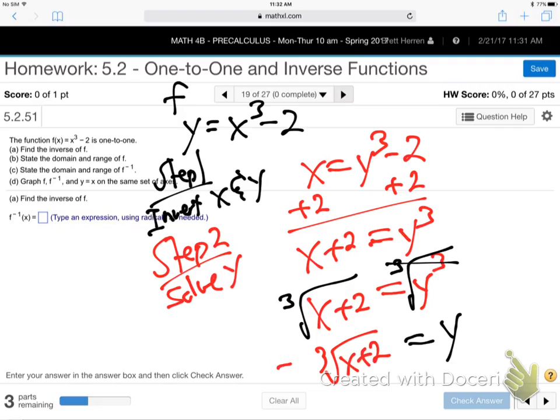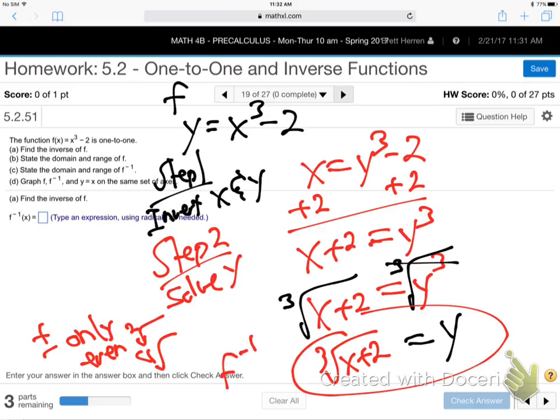Hey, do I do plus or minus? When do I do plus or minus? Yeah, plus or minus only for even roots, like a square root or a fourth root, not an odd root, right? Because with odd roots you can have negatives and they just stay negative. The cube root of negative 8 is just negative 2. You don't have any plus or minus thing happening. So that's it. That's the inverse function.